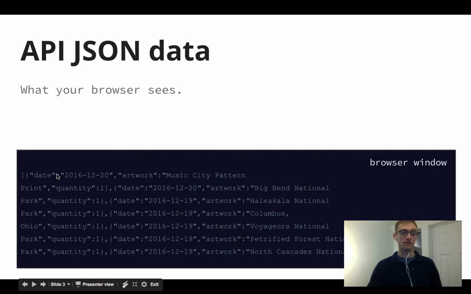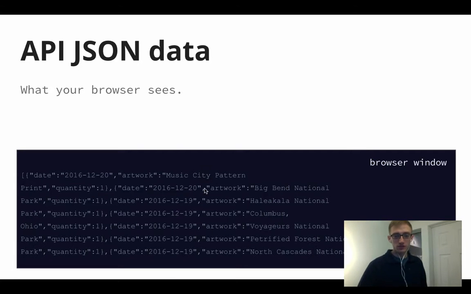We have the date, we have the artwork that was sold, and then the quantity of 1, and then it goes on to the next cell. The next item sold was on the 20th of December, and it was a Big Bend National Park, and it goes on and on. This is a very small snippet of that API call, but at least you get the idea that it's cell after cell after cell, and it lets us know what artworks are sold, and then we can do something with that, and we'll do that in a little bit.